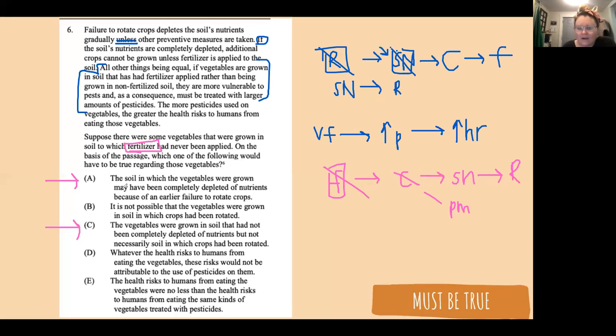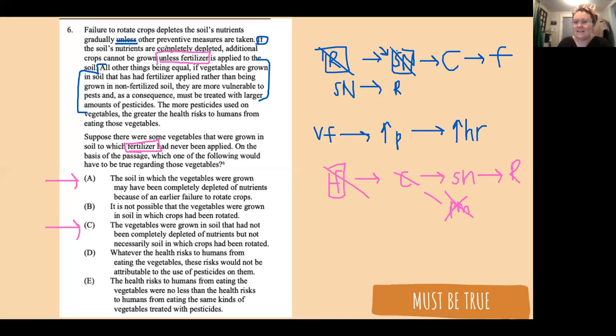So let's look at A here. We have the soil in which the vegetables were grown may have been completely depleted of nutrients because of an earlier failure to rotate crops. What do we think of this answer choice? I didn't think that one was right because it said that fertilizer had never been applied. Yeah. So it had to have the nutrients. We don't have those preventative measures, right? Right. Excellent.